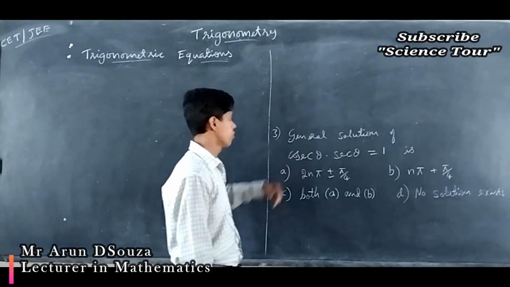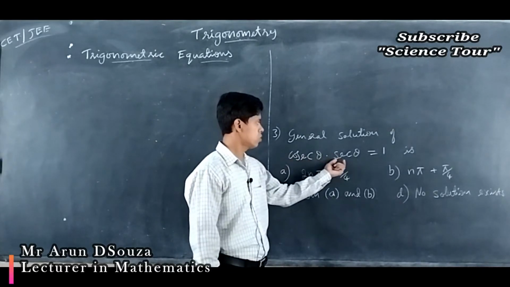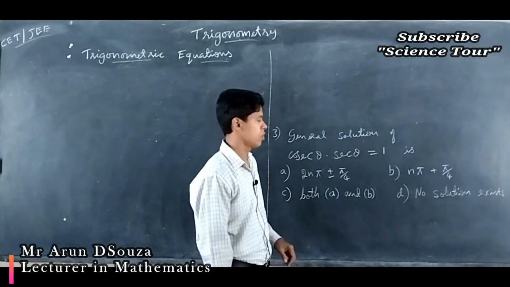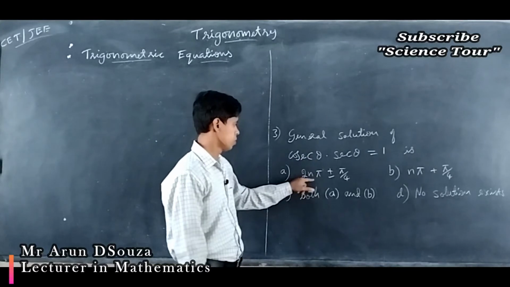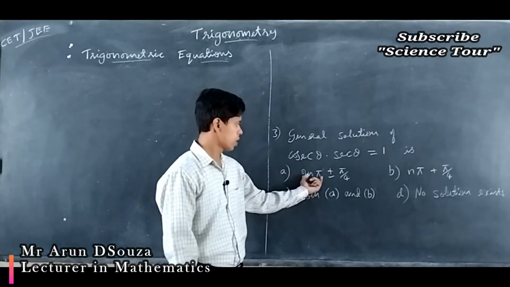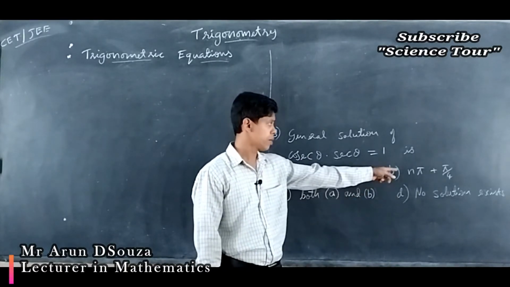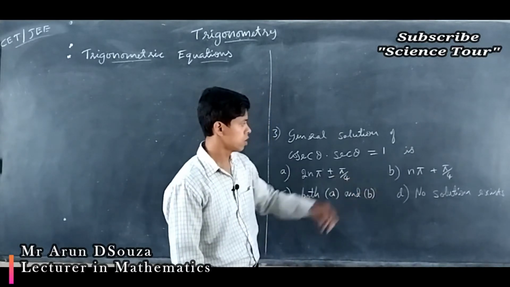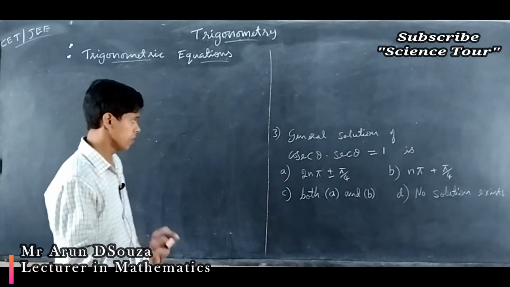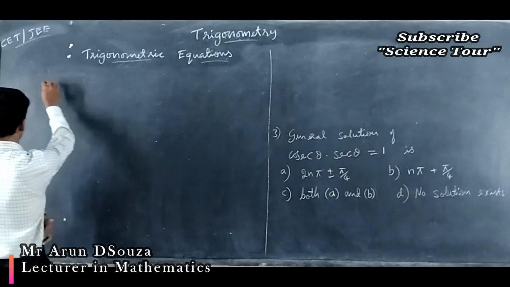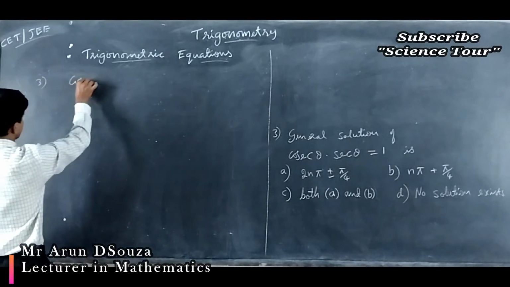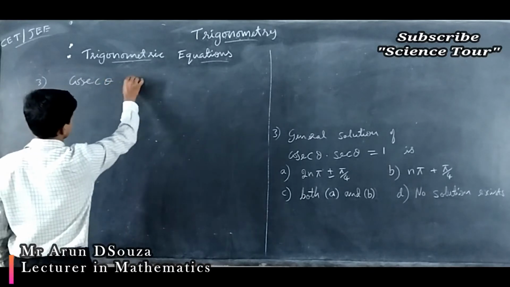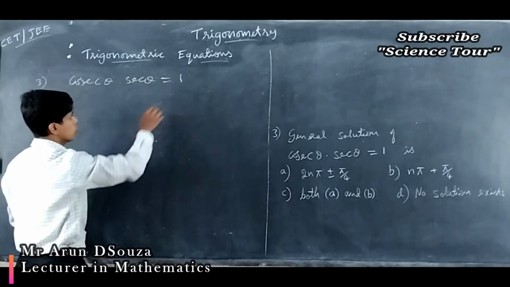General solution of cosec theta into sec theta is equal to 1. You have got the options: 2n pi plus or minus pi by 4, n pi plus pi by 4, both A and B, no solution exists. Now let us begin with the given expression. Cosec theta into sec theta is equal to 1.